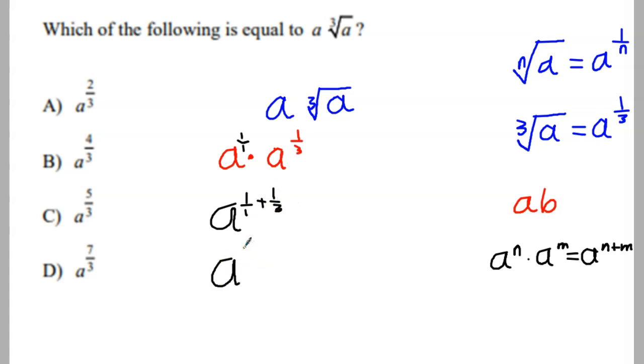You have to know how to add fractions. Here we find our least common multiple to be 3, or you can multiply the denominators. 1 times 3 is 3, and then you do bow tie multiplication, cross multiplication. So here we got 1 times 3, which is 3. You bring your operation plus. 1 times 1 is 1. This gives us a to the power 3 plus 1 is 4 over 3. That's all that you can do. You check the multiple choice and the answer is B.